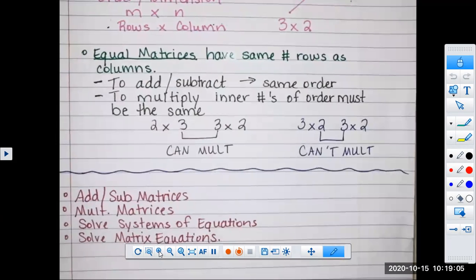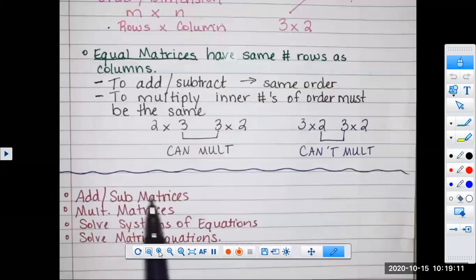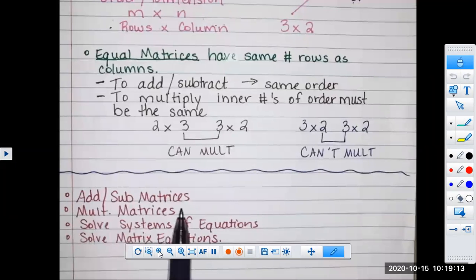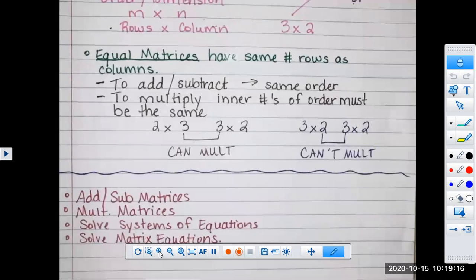All right, what we're looking at today, and I've already told you this, you don't have to write this part down, but we're going to look at adding and subtracting them, multiplying matrices, solving systems of equations. That's what we're going to start with, since that was 8.1. And then finally, the last thing in 8.3 is solving matrix equations.